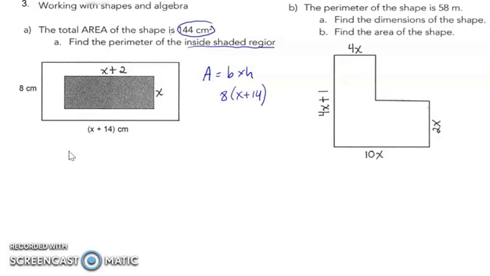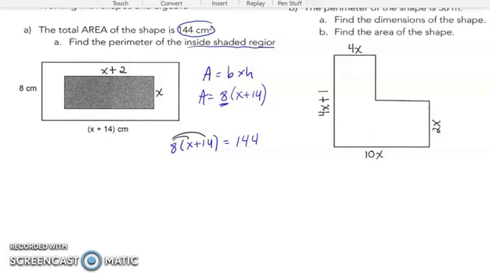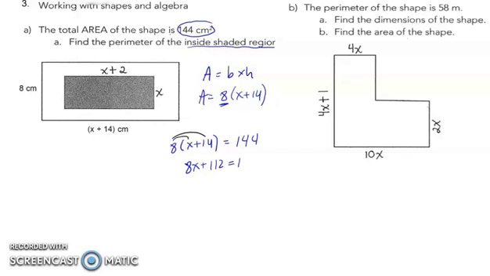Now, the order of these multiplications doesn't matter. I prefer to put the monomial factor in the front. So 8 times x plus 14, and that's supposed to equal the 144 for the area. And so I'm going to put those two things together then. 8 times x plus 14 has to equal 144. You multiply in the 8. 8 is multiplied by both of them, and it's going to be 8x plus 112 equals 144.